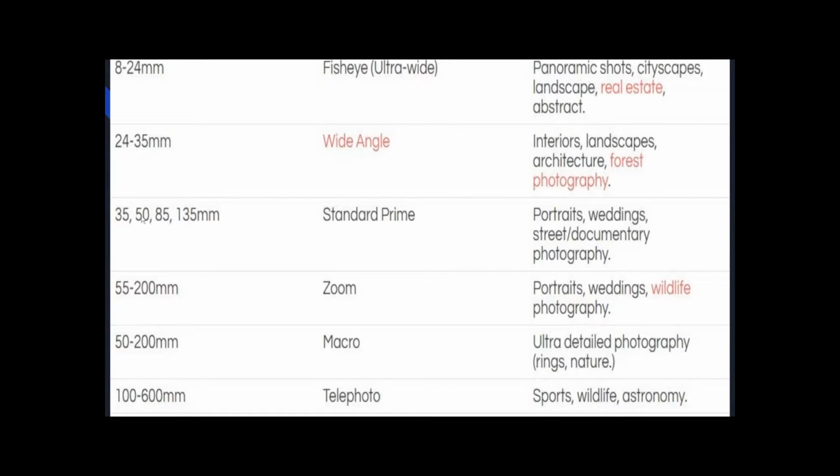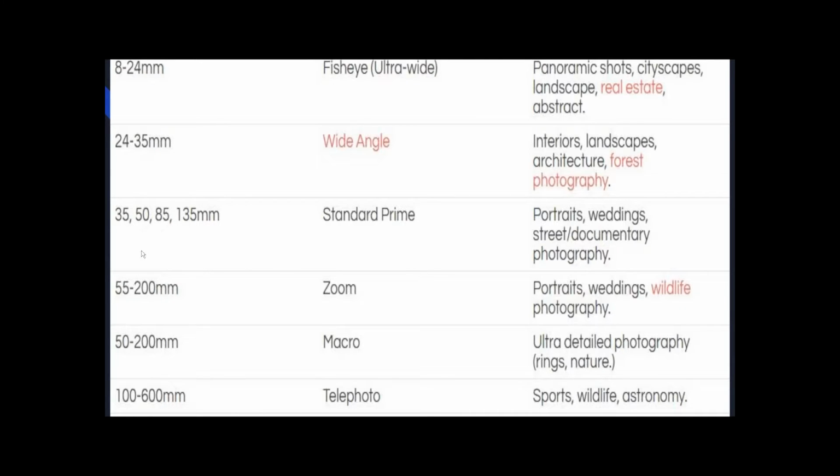Then when you start going a little bit higher, you see your 35, 50, 85, 135, your standard prime lenses. What a prime lens is, if you notice, these are all just a fixed size. You can't zoom in or out with these. They're a fixed focal length of 35, 50, 85 and 135. If you want to get closer to your subject or further away, you have to physically walk to the subject or walk away. That's why with prime lenses we call it zooming with your feet. These are ideal for portraits, weddings, street photography, documentaries and filming as well. I've actually used them quite well for filming.